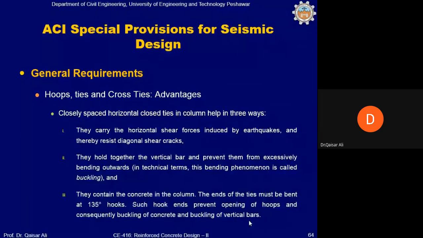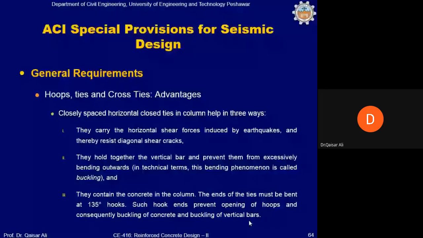So for this purpose, these ties in the column will help in preventing buckling. This is buckling of the steel bar, not buckling of the section. Buckling of the whole section or of a long or slender column is totally different from the buckling of the steel bar at this final stage of failure.